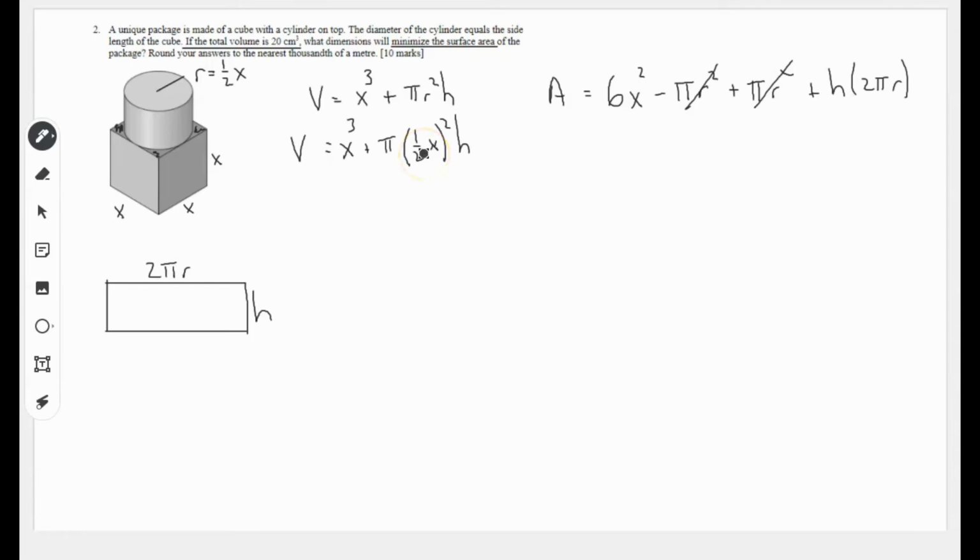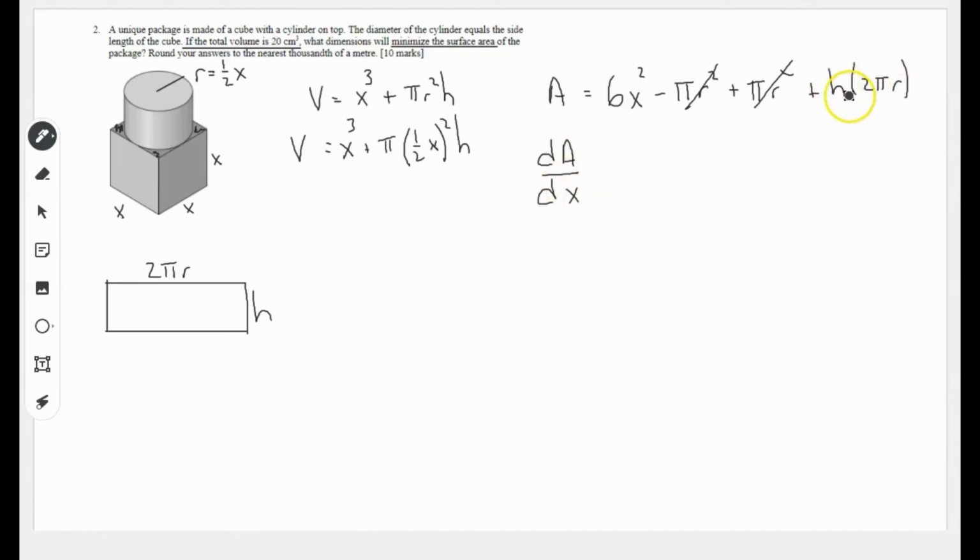Alright, now the question is asking us to minimize the surface area. So I need to take the derivative of A. But take the derivative of A with respect to what? If I were to write this in Leibniz notation, it would be dA by d what? So what we're going to do is do it with x. So take the derivative of A with respect to x.